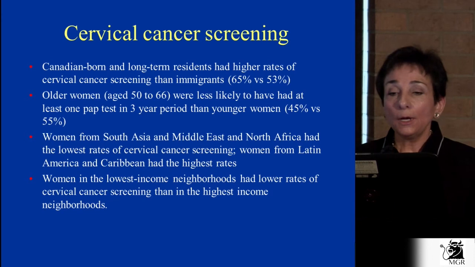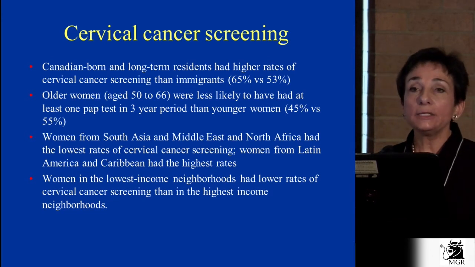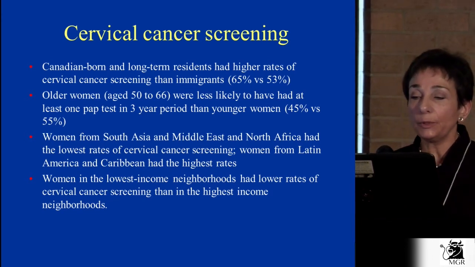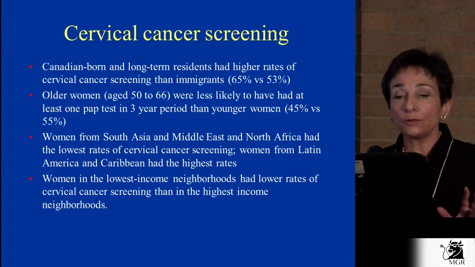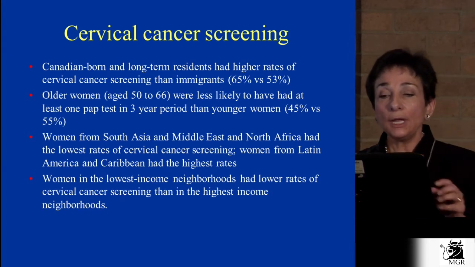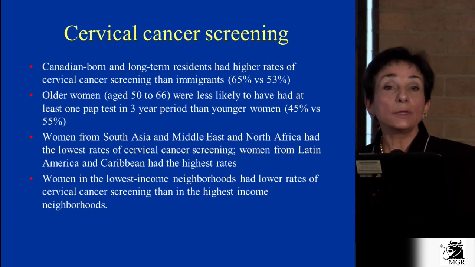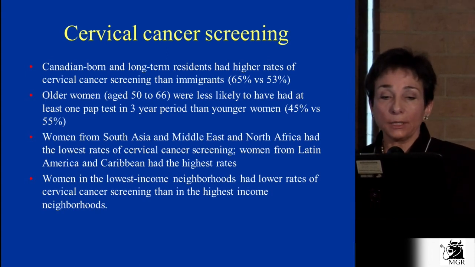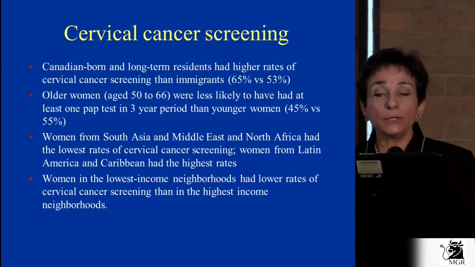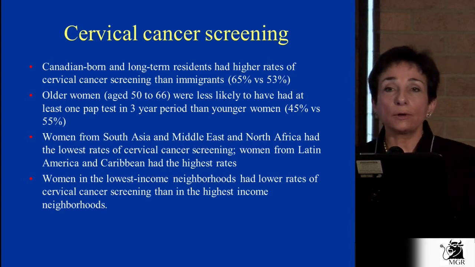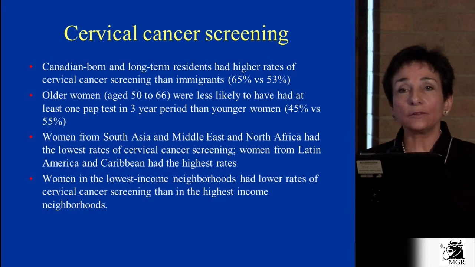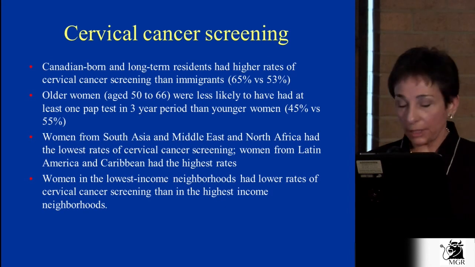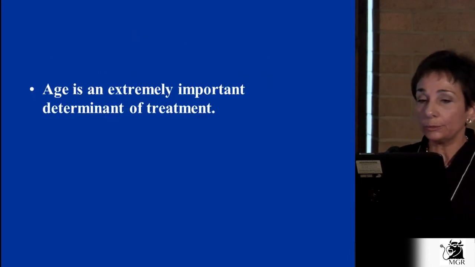Older women were less likely to have at least one Pap test during the period than younger women were. And within certain immigration groups, women from South Asia, the Middle East, and North Africa were the least likely to have cervical cancer screening. And women in the lowest income neighborhood had the lowest rates, which is a graph that we already saw. So further disaggregation of the data gives us more insights into other groups that might be vulnerable.